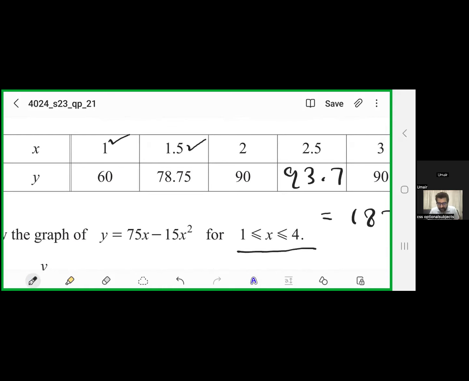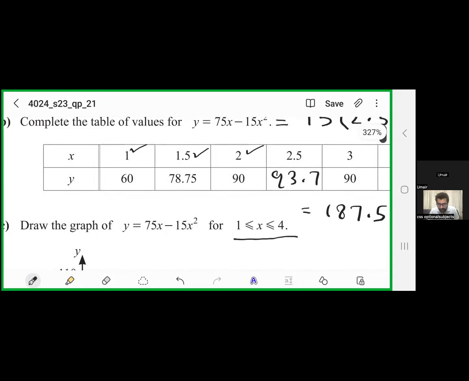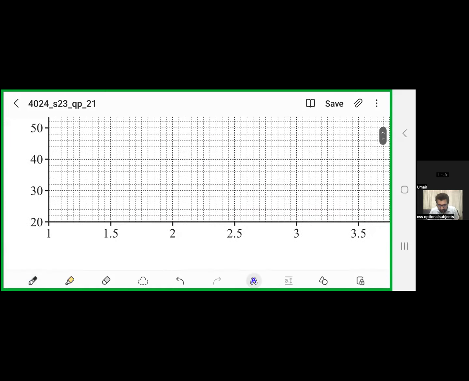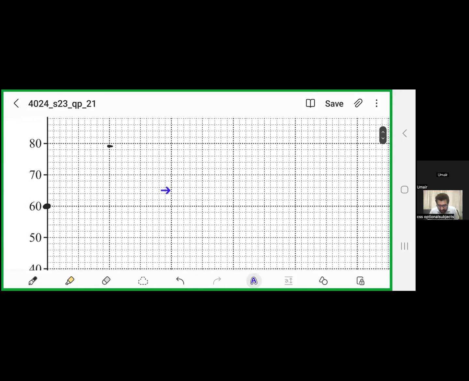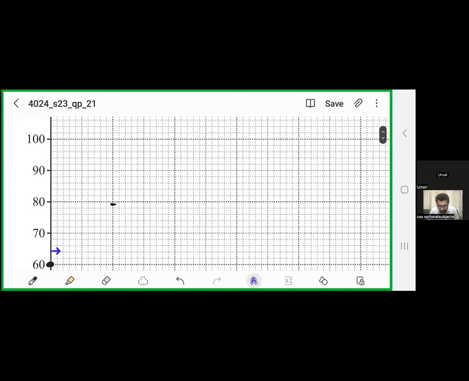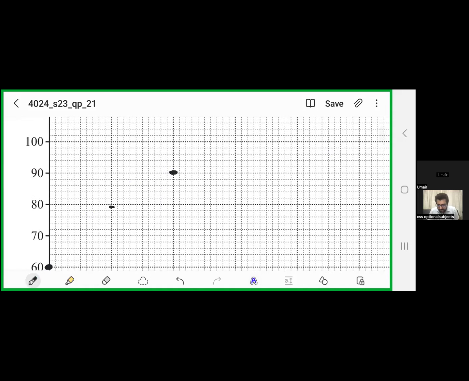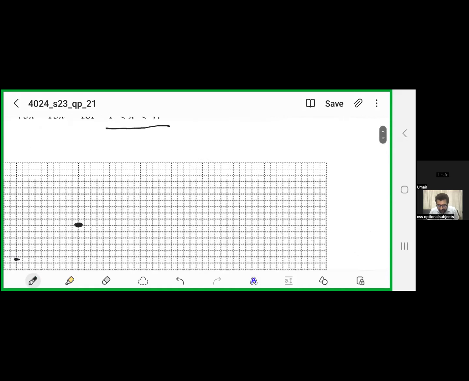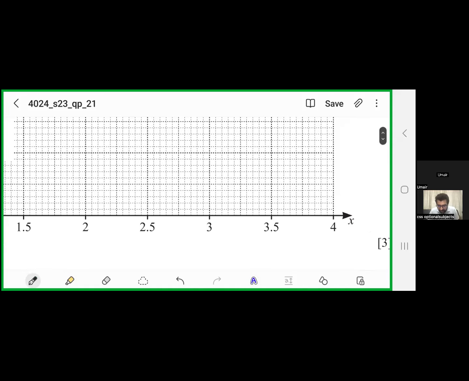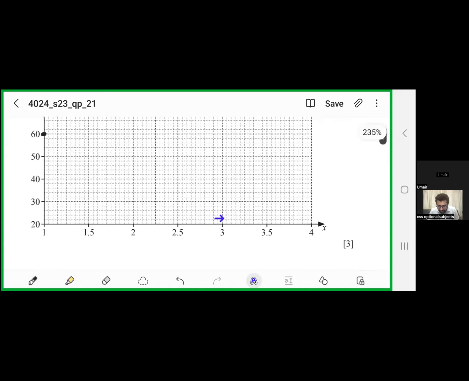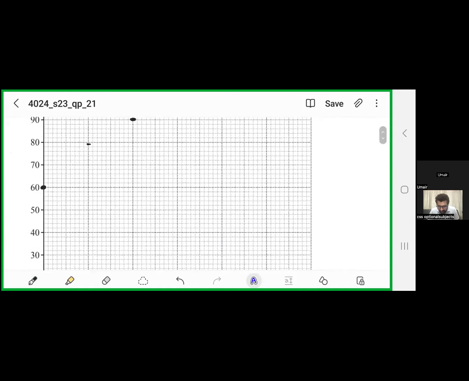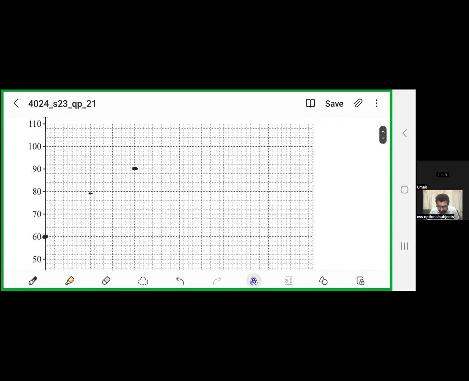The third point is x is 2 and y is 90. Here you have got x equal to 2. Now move vertically on this line to where we get y equal to 90. So this is the point. The fourth point is x is 3 and y is 90. X is 3 right over here and y is 90. If you see, this is 3, y is 90.